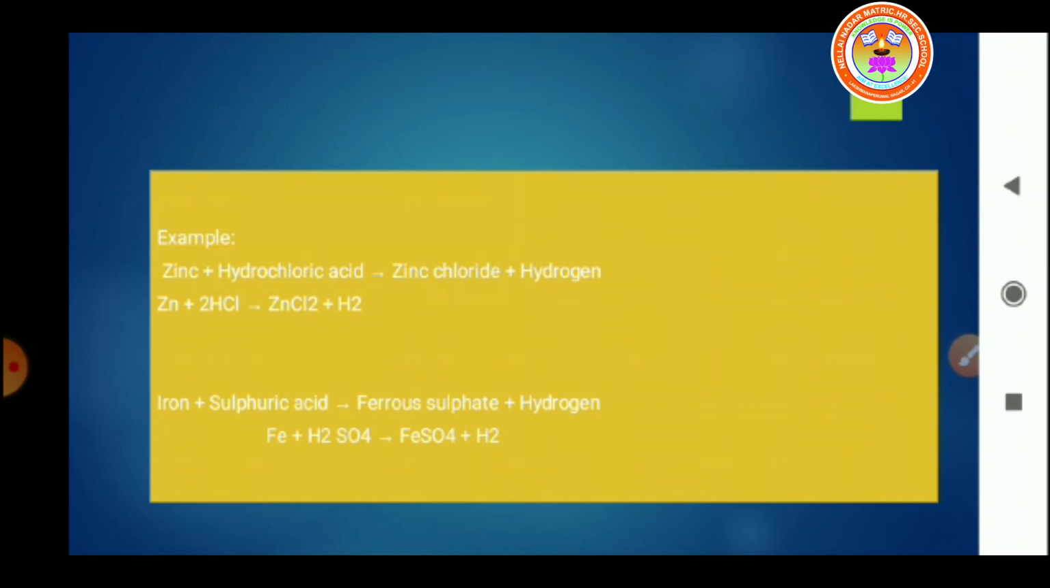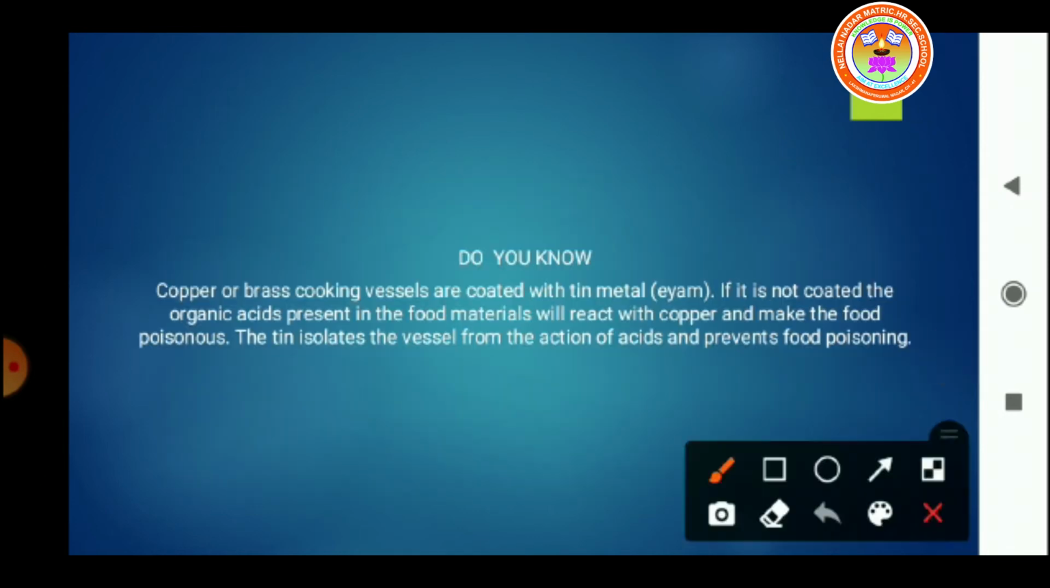Understood now? Shall I move on to the next one? Yes, see here. Before that, I have to explain the do you know question. Okay, what is do you know here? Why do we coat copper vessels using tin? What is the answer for this question? Copper or brass cooking vessels are coated with tin metal, that is called tinning.